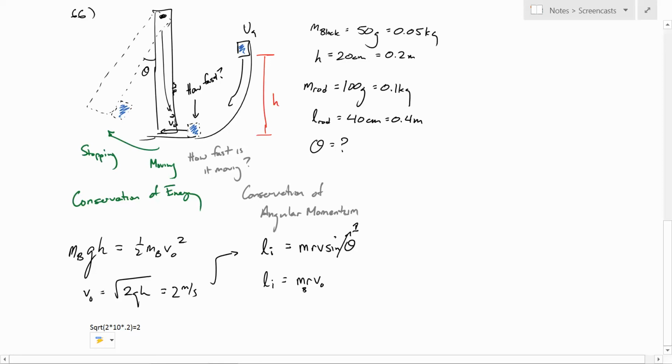That's m block, and let me try that again. This will be m block. R will be L rod, which is the only L, so we may as well leave that. And v naught is what I just solved for. And so this will be 0.05 times 0.4 times 2, which is that.